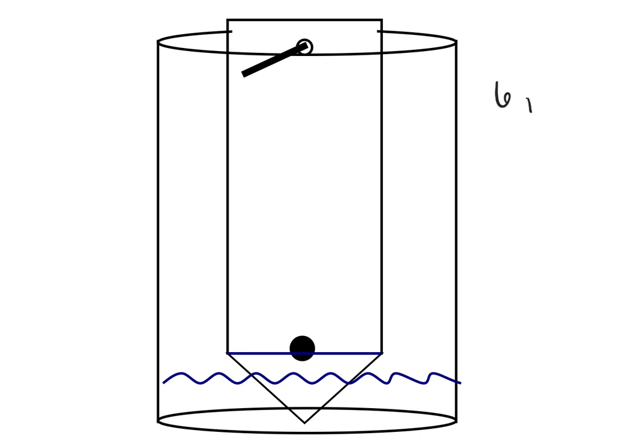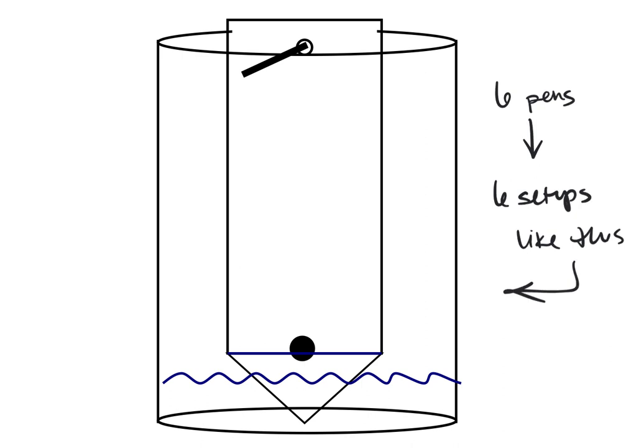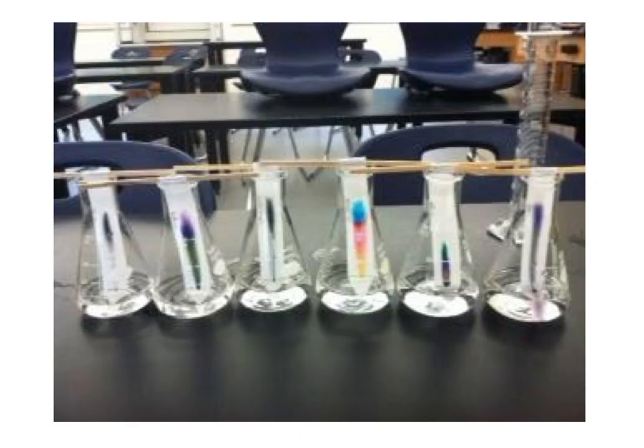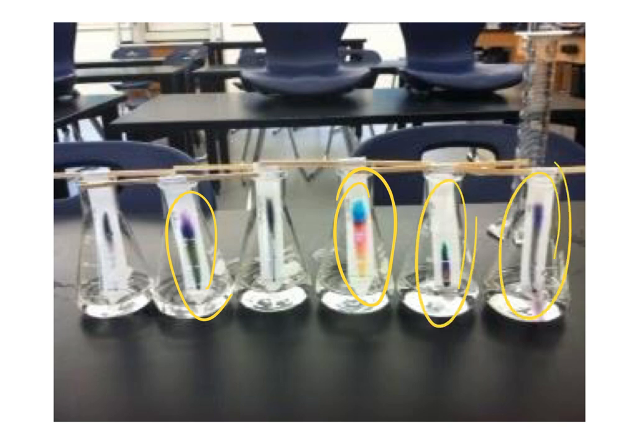So we'll be doing this for 6 pens, meaning you have 6 setups like this. So you'll literally have this set up times 6, okay? So this is essentially what it'll look like, and you can see, a little bit difficult to see here, but you can see these are 6 different types of inks that we'll be using.